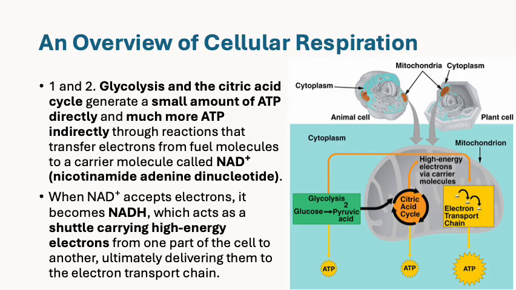Glycolysis and the citric acid cycle produce a small amount of ATP directly, but the most important role is transferring high energy electrons to a carrier molecule known as NAD+. When NAD+ accepts electrons, it becomes NADH. NADH acts like a shuttle, carrying those high energy electrons to the next stage, the electron transport chain, where most ATP is produced. The cell is essentially collecting energy in the form of electron carriers and delivering it to the final stage for maximum ATP generation.